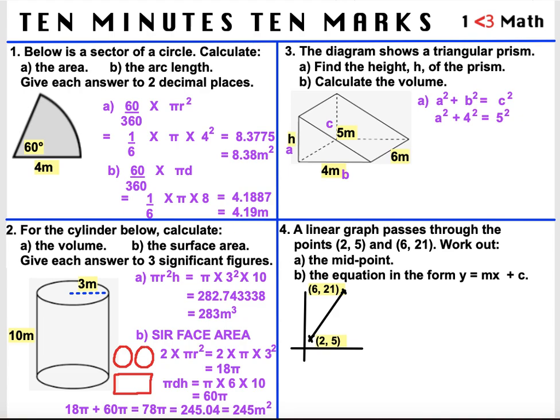Work this out, show all of your working out. You've got a squared plus 16, 4 squared, equals 25, 5 squared. Need to subtract 16 from both sides, and that leaves us with a squared equals 9. So a is going to be the square root of 9, which is 3.